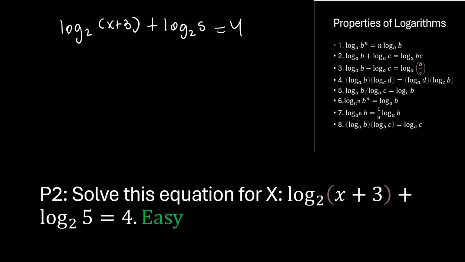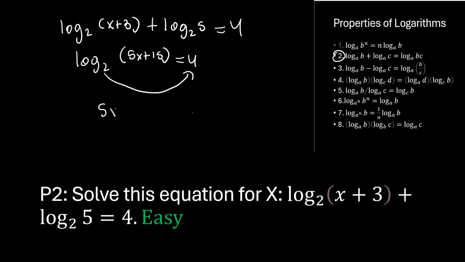And we can see that property 2 is in a similar format to this. So let's use property 2 and try to simplify this equation on the left-hand side. So using property 2, we get log base 2 of (5x + 15) equals 4. Now we can move this 2 here, and we get 5x + 15 equals 2 to the power of 4. And we can continue to simplify this as 5x + 15 equals 16. Moving the 15 to the right, we get 5x equals 1. And then we can divide by 5 on both sides to get x equals 1/5.